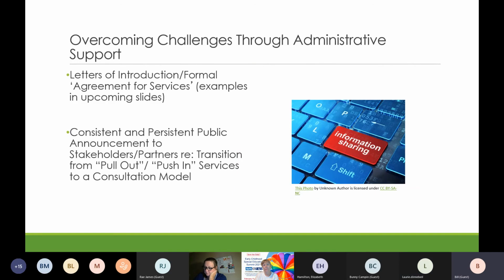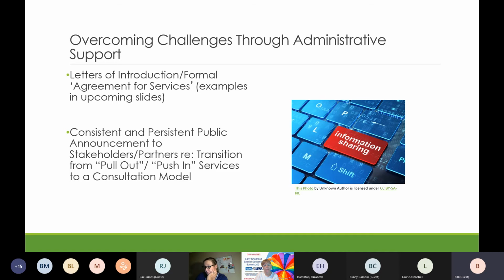The preface to this next section is that all of this information is either in the book, in the text, as well as the appendix in the book, and it's also in the Edmodo folder. These are basically breadcrumbs we've left you to follow. Administrative support is absolutely essential. Public awareness of a consultation model is essential. And we're just going to talk briefly about a few of the tools.